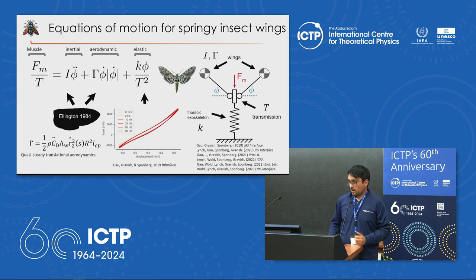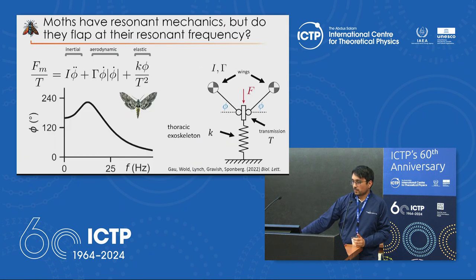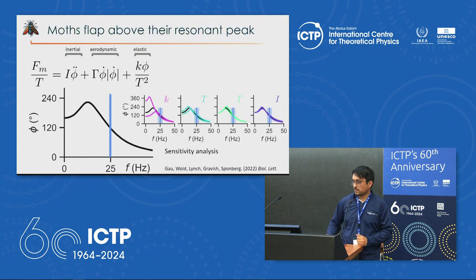So with this model, we can then simulate a resonance curve and hopefully determine whether or not a hawk moth is likely flapping at its resonant frequency. And what we find is that hawk moths are likely flapping significantly above their resonant frequency. So you can see the wing beat frequency is about 25 hertz, and the resonant frequency is about half that. And this is a finding that's fairly robust to reasonable variation in any of the parameters that define this model.